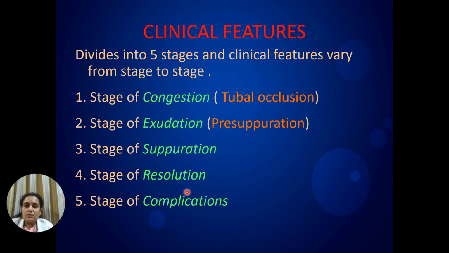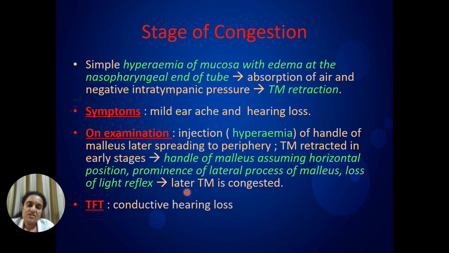So, this pathogenesis, to summarize, is divided into stages. We have 5 stages of ASOM. First one is stage of congestion or the tubal occlusion. Second one is stage of exudation or presuppuration. Third is stage of suppuration. Fourth one is stage of resolution. So, in all the ASOM cases, definitely these 4 stages are seen. But in some cases, rarely a 5th stage is also seen, which is stage of complications. So let us see each stage one by one.